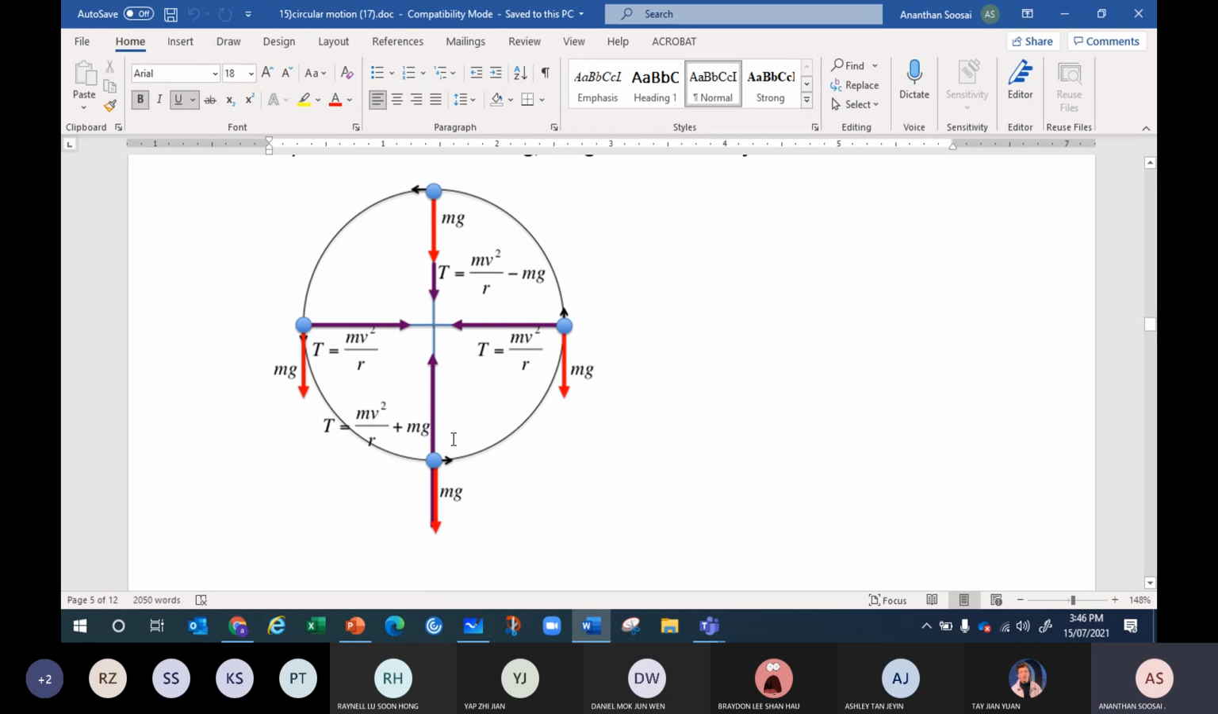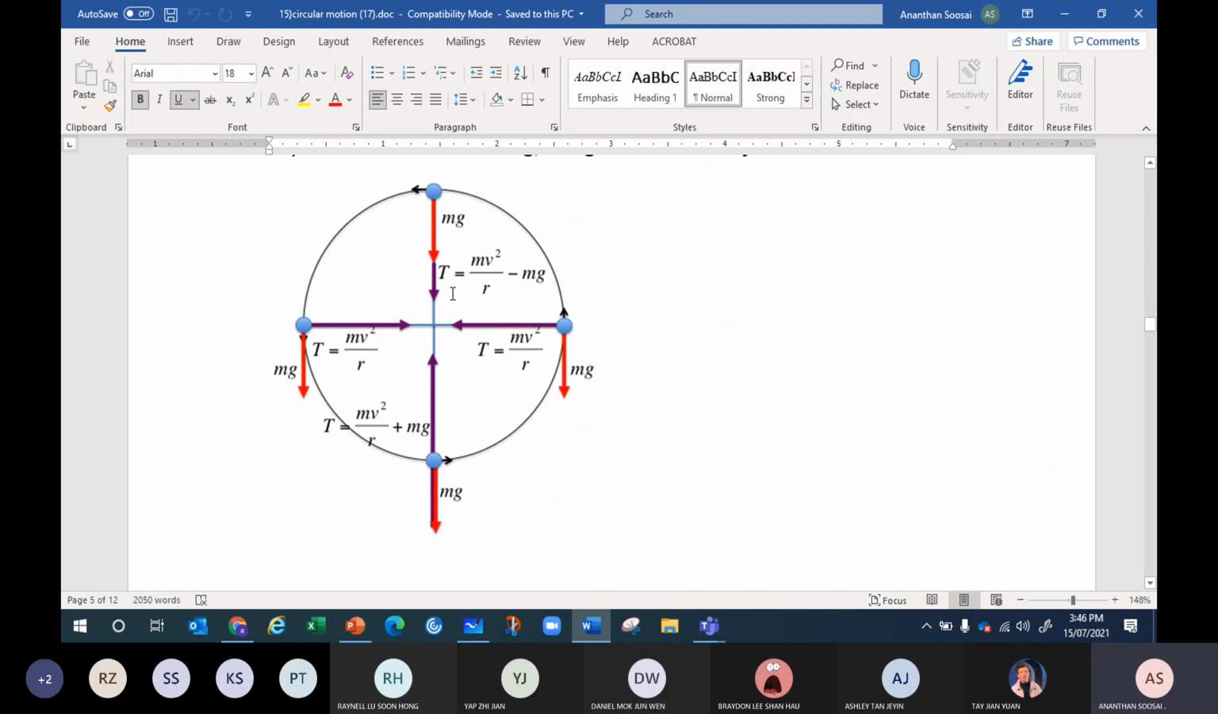The equation is already in this diagram. You see at the bottom, T equals mv squared over r plus mg. Actually, we made mv squared over r the subject when we derived just now. So at the bottom it is T minus mg, but mg brought to the other side is mv squared over r plus mg. Right, at the bottom. At the side, T is the same as mv squared over r.